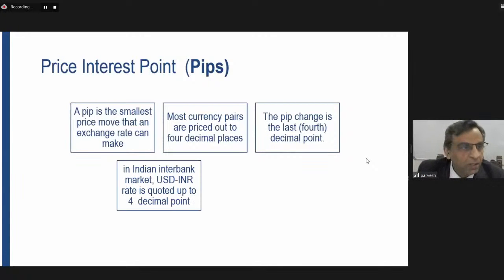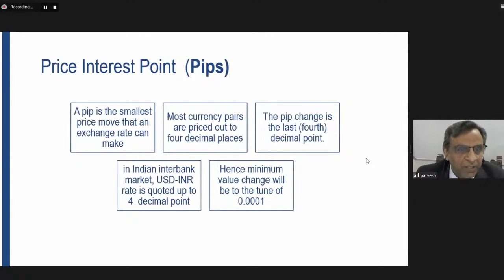Okay, fine. So in an Indian interbank market, USD dollar rate is quoted to up to 4 decimal points. Okay, so it is the 4th decimal point which you should look at. So hence the minimum value change will be the tune of 0.001 paisa, okay, or rupee. Fine. So this is the minimum change the quote can have. So this is called the pip. So the concept is very simple. Okay. So it's not difficult to follow.